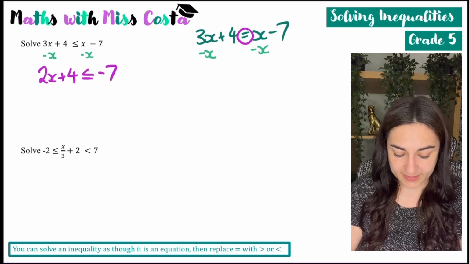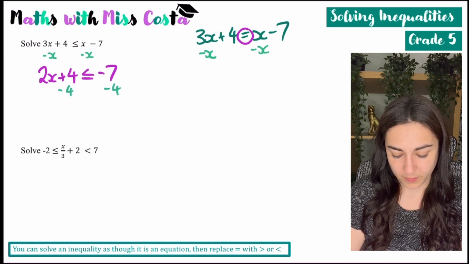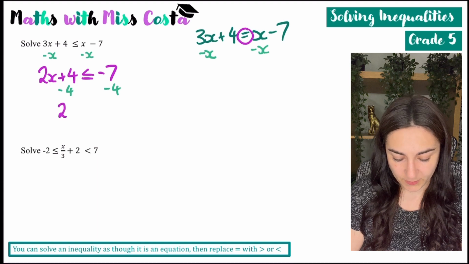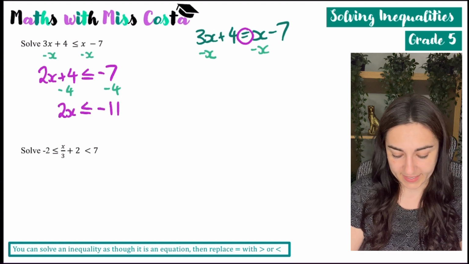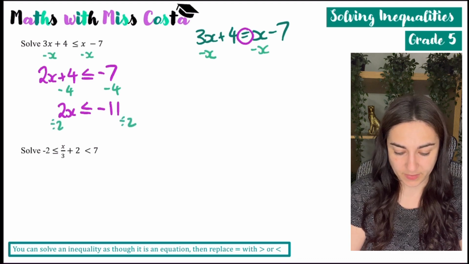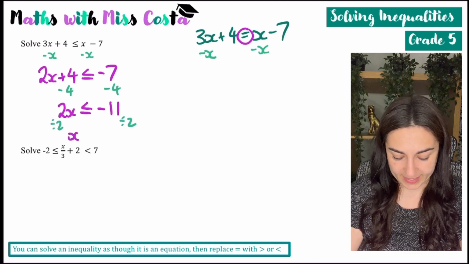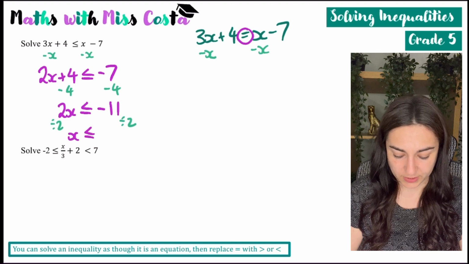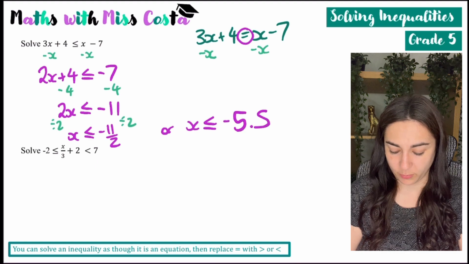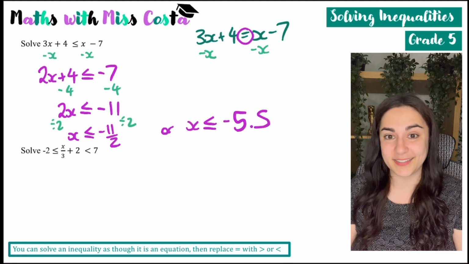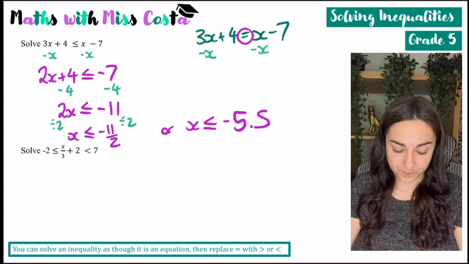What would I do next? Well, I would take 4 from both sides. So 2x is less than or equal to minus 11. And then the final part would be I divide by 2. So x is less than or equal to minus 11 all over 2, or you could say x is less than or equal to minus 5.5. It hasn't specified, so it doesn't matter, you can leave it in fraction form.